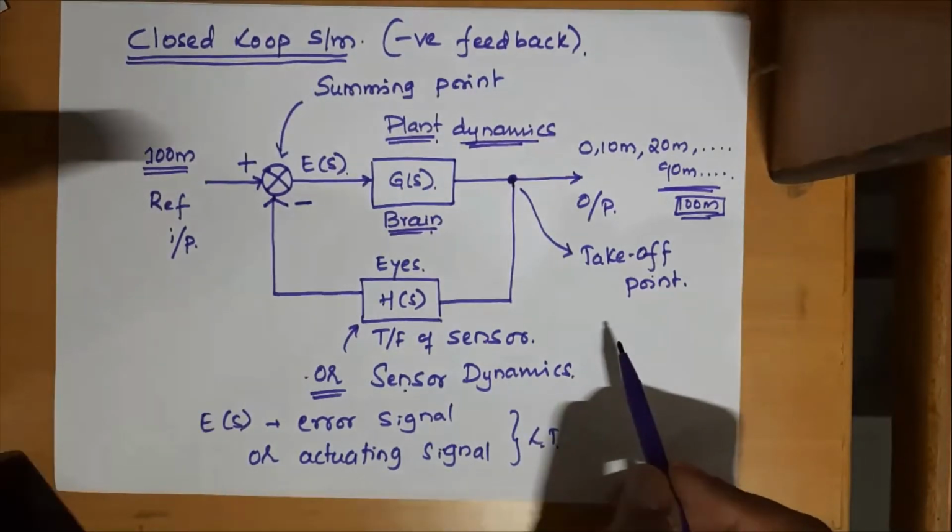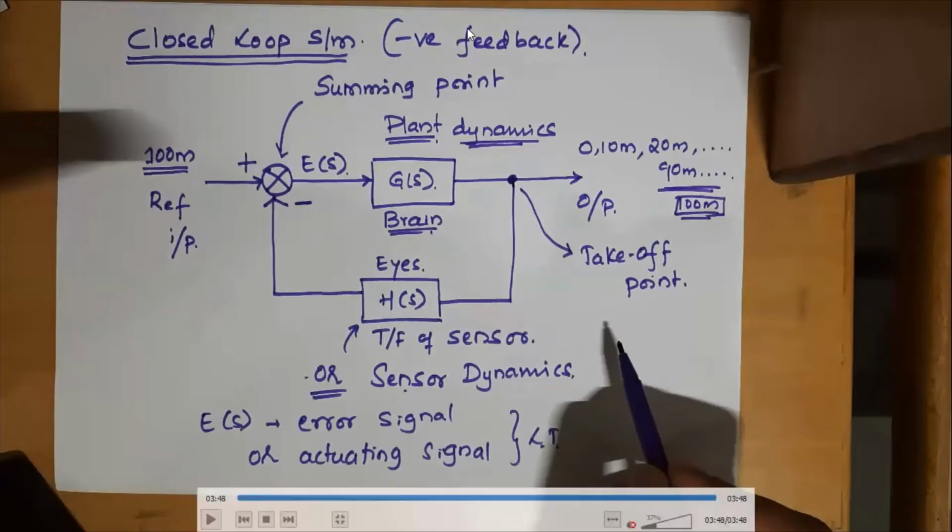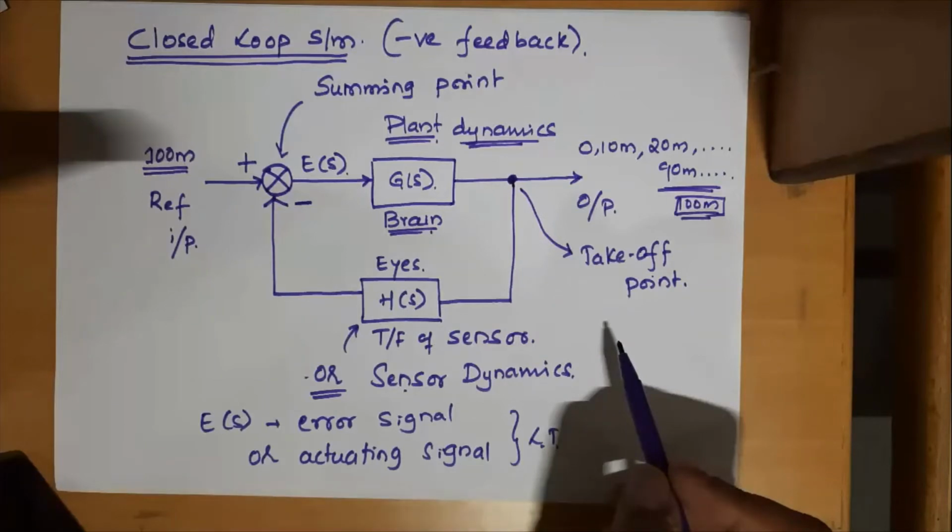Any queries on this example? Fine. All the terminologies are clear. Summing point and takeoff point, both are different. Then sensor dynamics or transfer function of the sensor, plant dynamics. Then this is called a system. Altogether it is termed a system. So now I hope you can understand what is a plant and a system, the difference between plant and system. So to be specific, it is a closed loop negative feedback system.